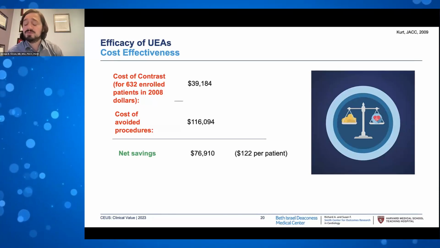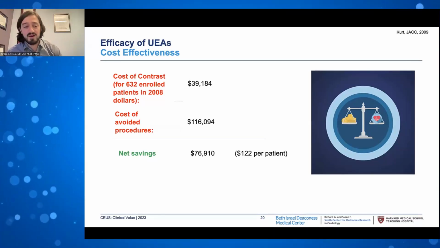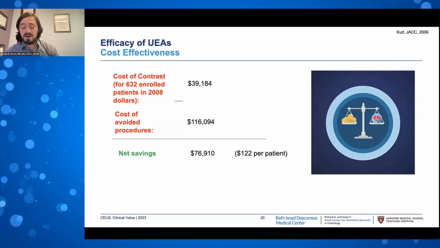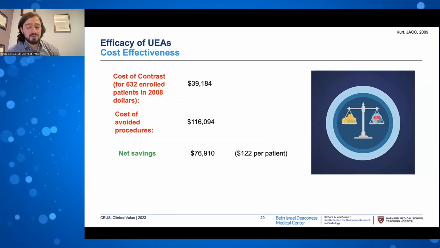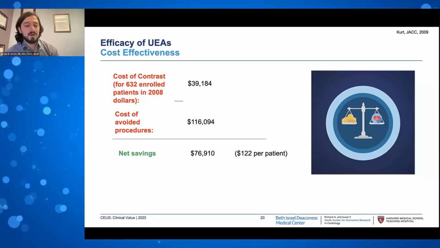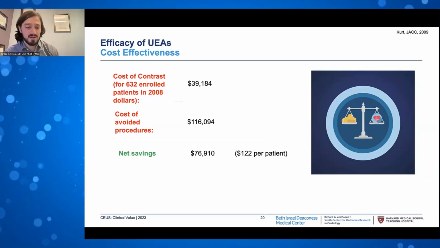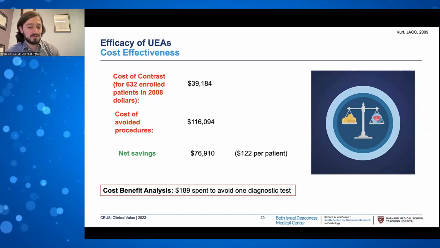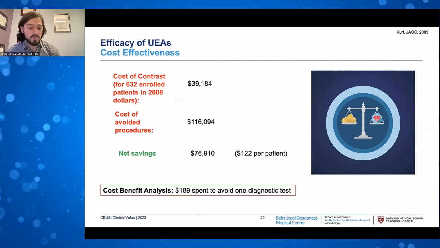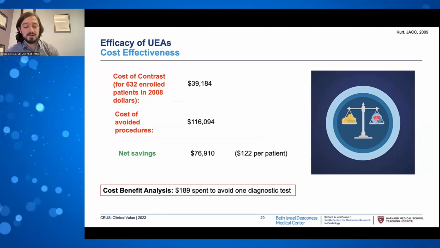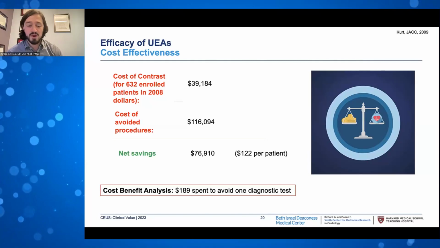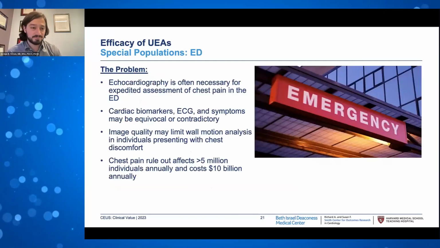So on average, the use of contrast really improves the cost effectiveness because you are able to target people to the appropriate procedures and not overuse or underuse procedures in the case of where it would be necessary. So all in all, with a cost-benefit analysis, they concluded that about $189 was spent to avoid one diagnostic test.